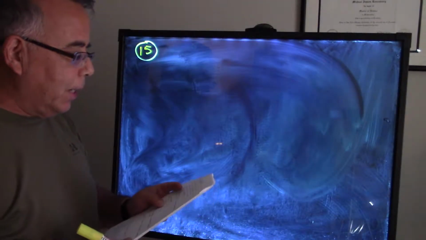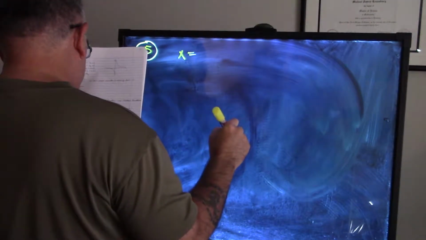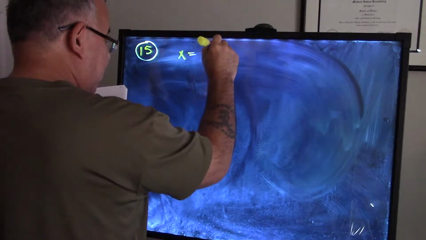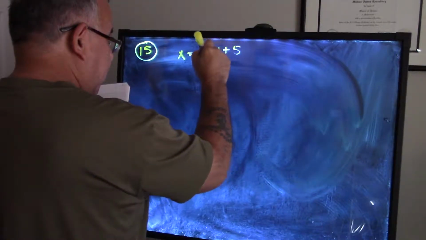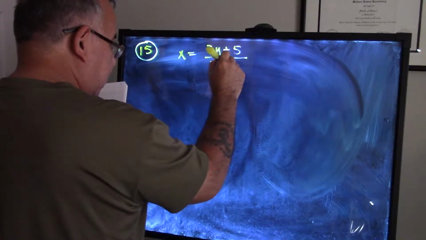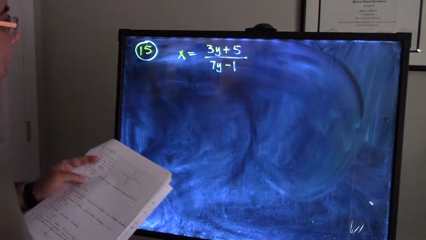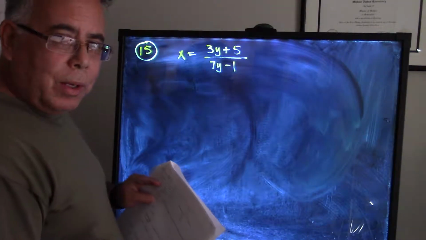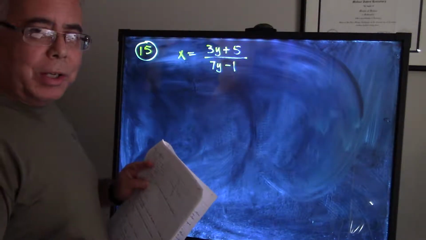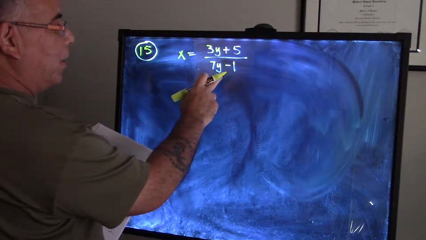Problem number 15. We have x equals a fraction here, a rational function, 3y plus 5 over 7y minus 1. What we need to do is solve this for y. So the first thing you want to do is somehow get the y's over on one side of the equation and the x's on the other side. So first thing we can do is multiply both sides by this denominator.